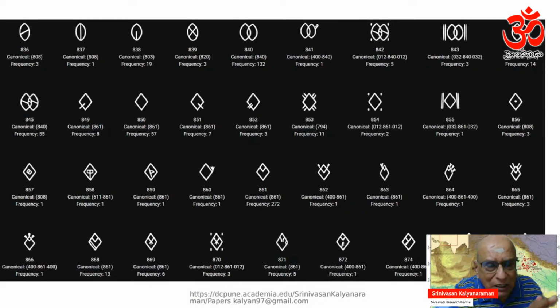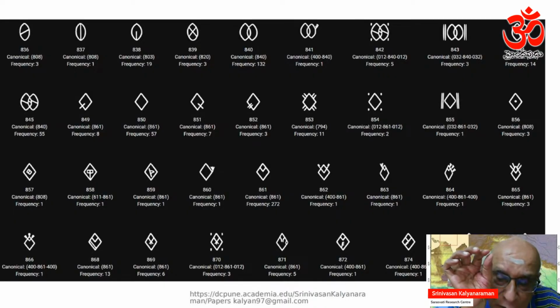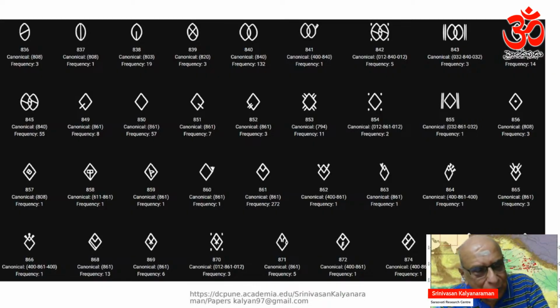Now, same thing. Look at the variations that are taking place. Now, look at the sign 840. Two ingots seem to join together. They could also be joined by 2 linear strokes.